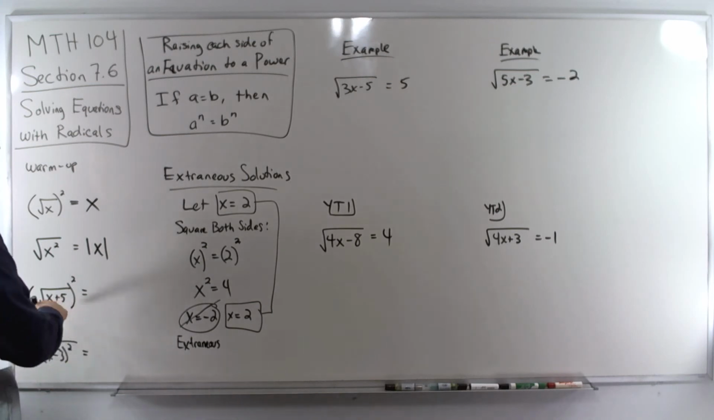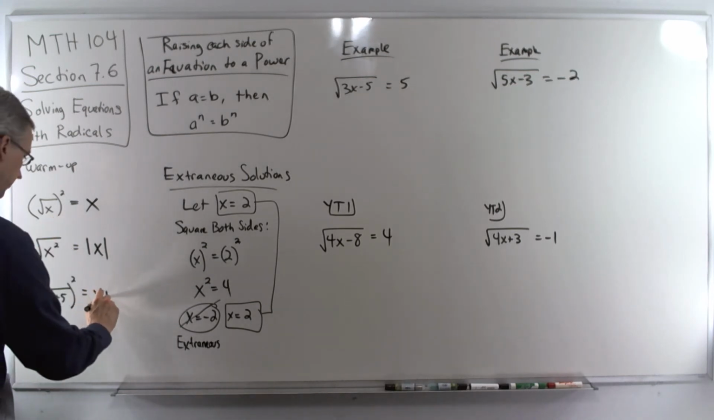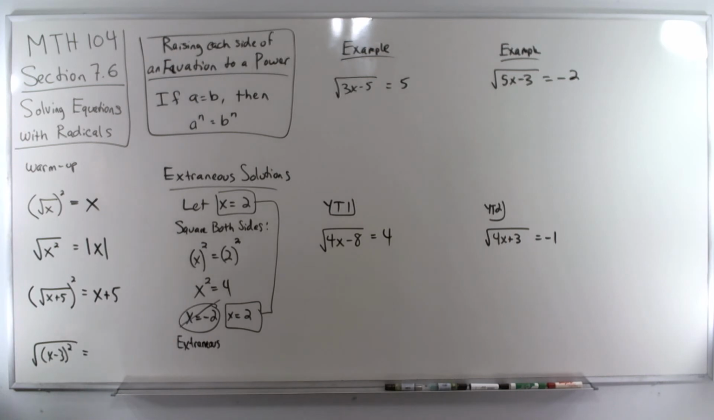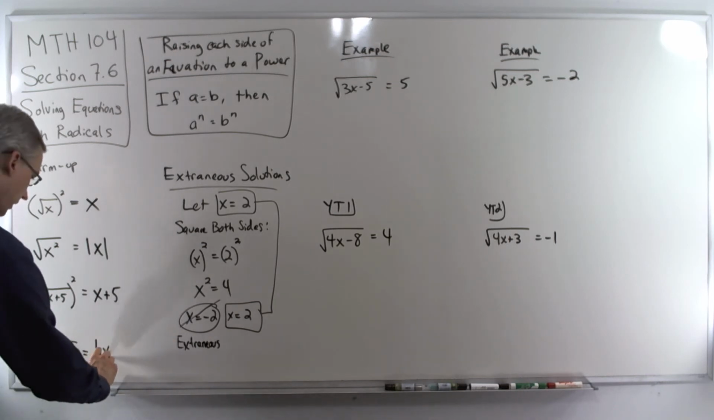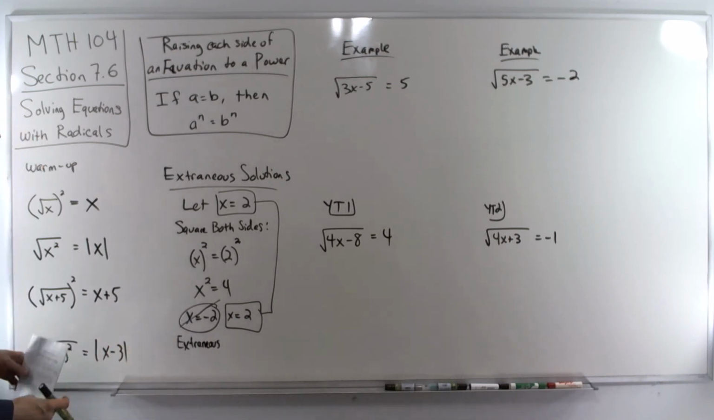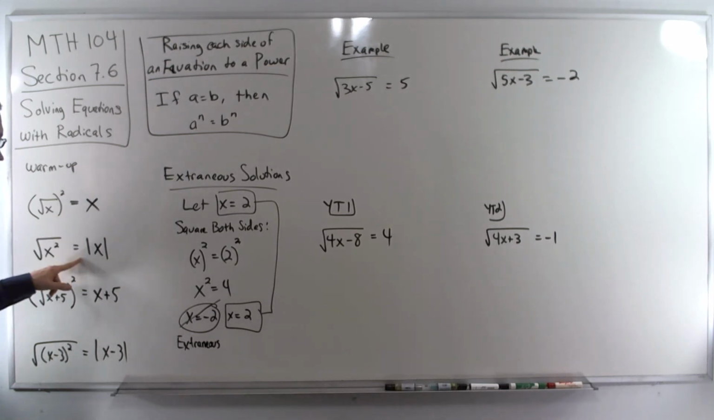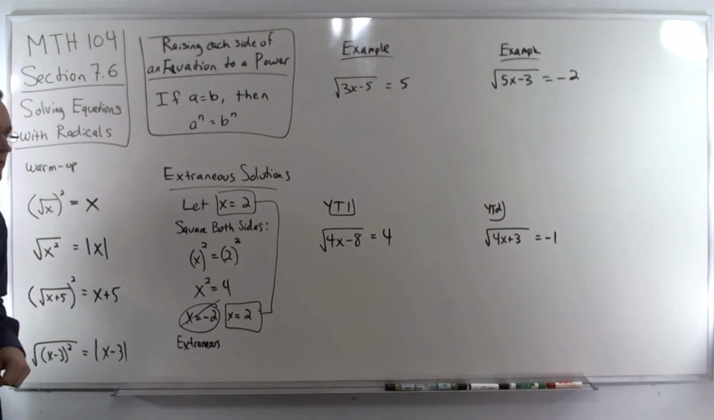All right, this one is like the first. We get x plus 5. And then this one, another absolute value, x minus 3. In a moment, I'm going to discuss the difference between those two. And we're actually going to be using this version and this version today, so we won't need to worry about the absolute value.